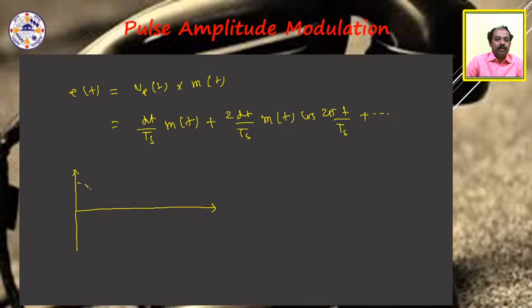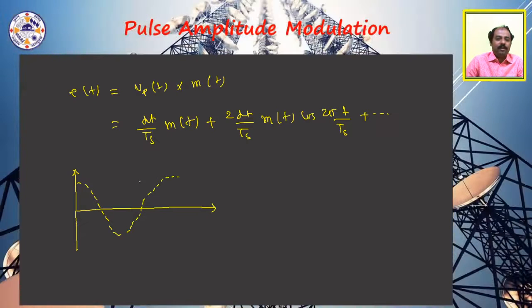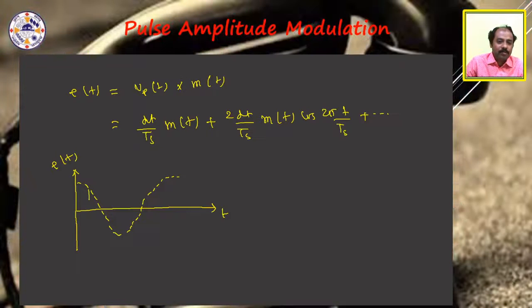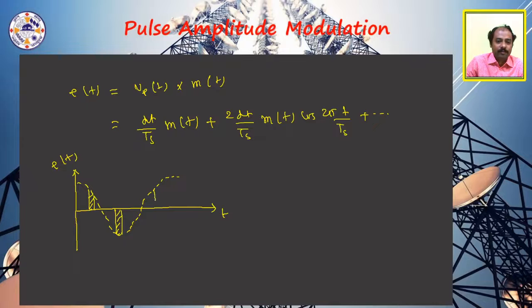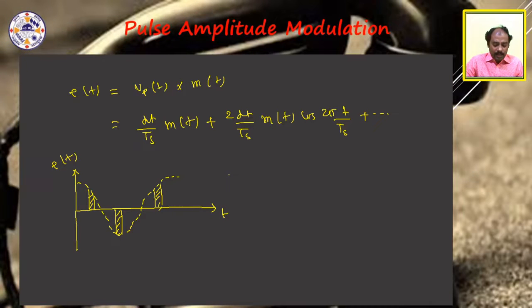So this was our modulated signal. Okay, this is the envelope of the modulated signal, fine, and the amplitude of the pulses get modified in accordance with the envelope of the signal, fine. So this is actually the modulated wave.